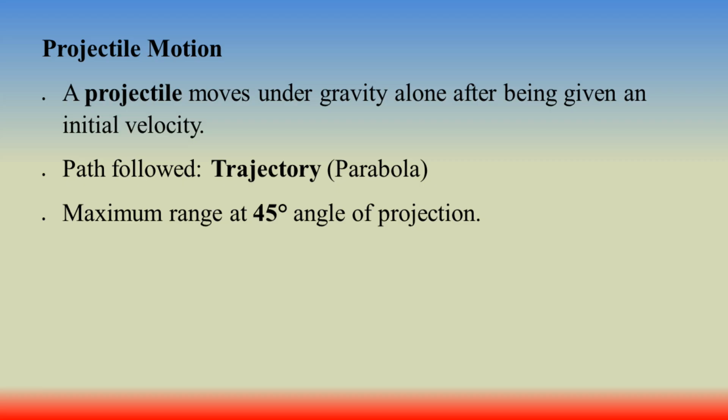Projectile motion. A projectile is any object that is thrown and then moves only under the influence of gravity. Think of a basketball shot or a cannonball. The path it follows is called the trajectory, and that path is a parabola. Interestingly, the range, the horizontal distance covered, is maximum when the object is launched at a 45-degree angle.